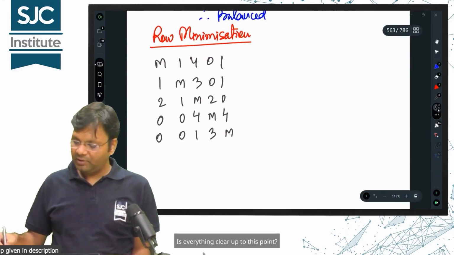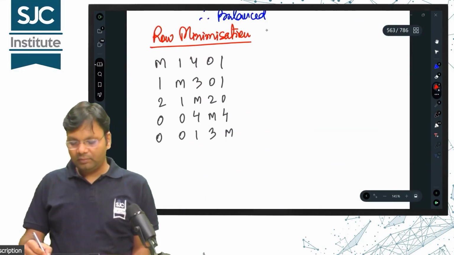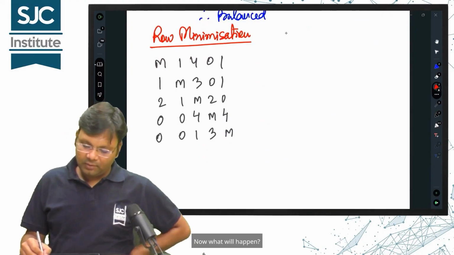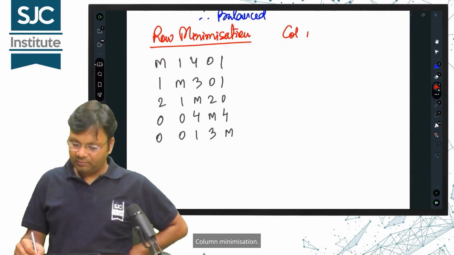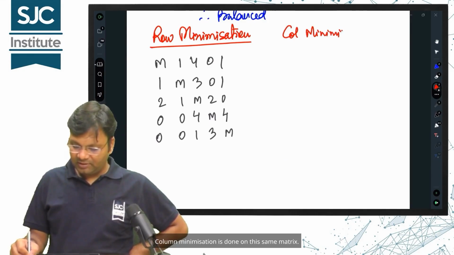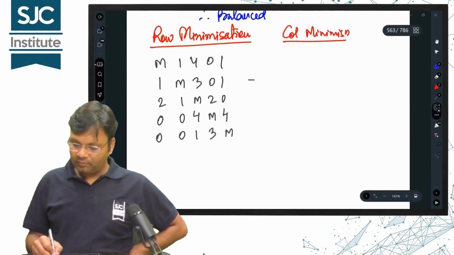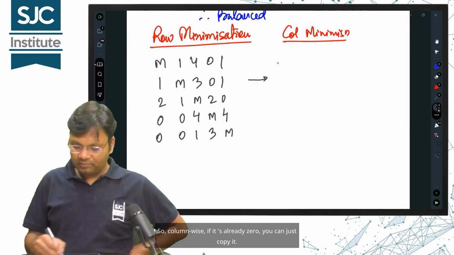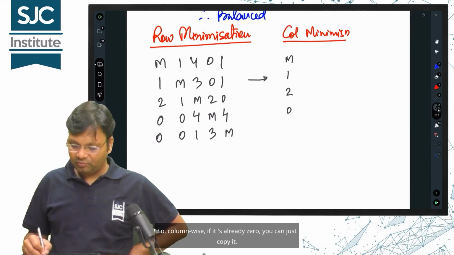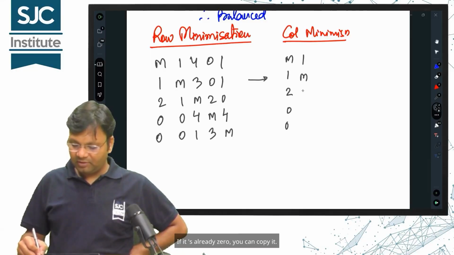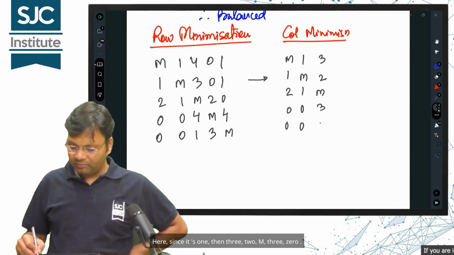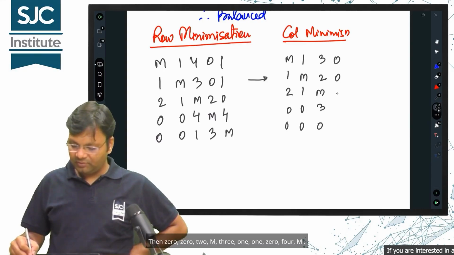Is everything clear up to this point? So, this row minimization is clear. Now what will happen? Column minimization. Column minimization is done on this same matrix, from here itself further. Column-wise, if it's already 0, you can just copy it. Here, since it's 1, then 3, 2, M, 3, 0. Then 0, 0, 2, M, 3, 1, 1, 0, 4, M.